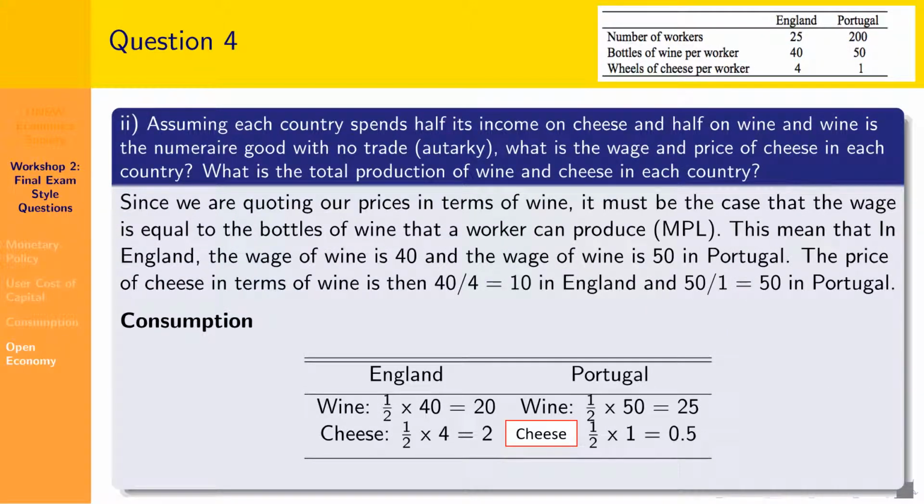2. Assuming each country spends half of its income on cheese and half on wine, and wine is the numeraire good with no trade, what is the wage and price of cheese in each country? What is the total production of wine and cheese in each country?